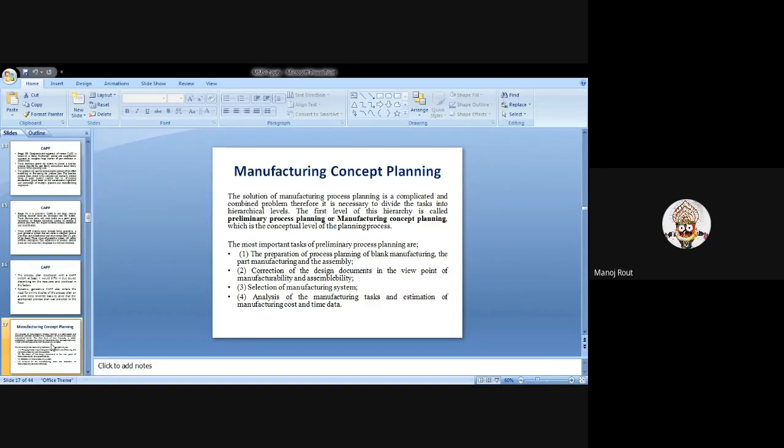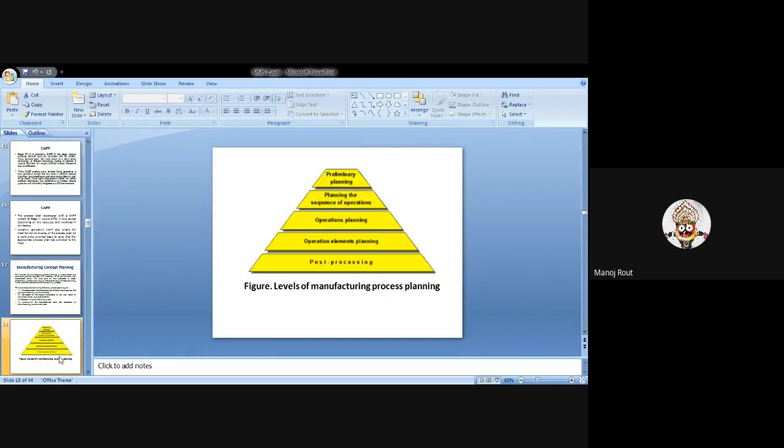The third one is selection of manufacturing systems, and the fourth one is analysis of manufacturing tasks, estimation of manufacturing cost, and time data should be noted. So these are the things which are considered in case of preliminary process planning, or you can say manufacturing concept planning.